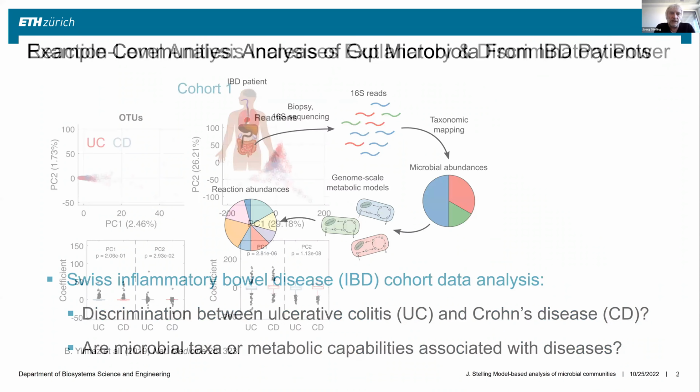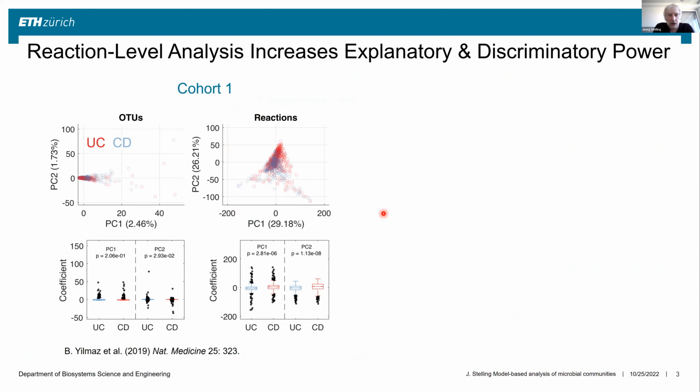The interesting finding from the study is here on the top. These taxonomic units are usually operational taxonomic units, OTUs. What you see here is discrimination by principal component analysis, looking at the percent variation explained. For principal components 1 and 2, altogether less than 5% is explained, and you can hardly discriminate between UC, in red, and CD, in blue. If we look at the reactions, just enumerating, that's the entire trick here, we're close to 55%.